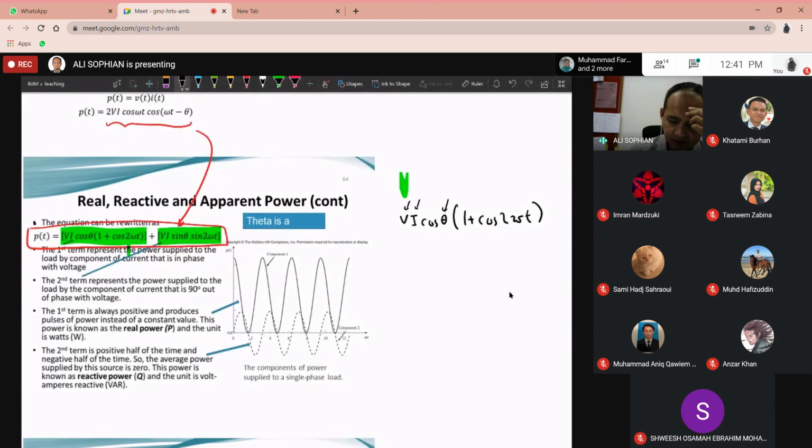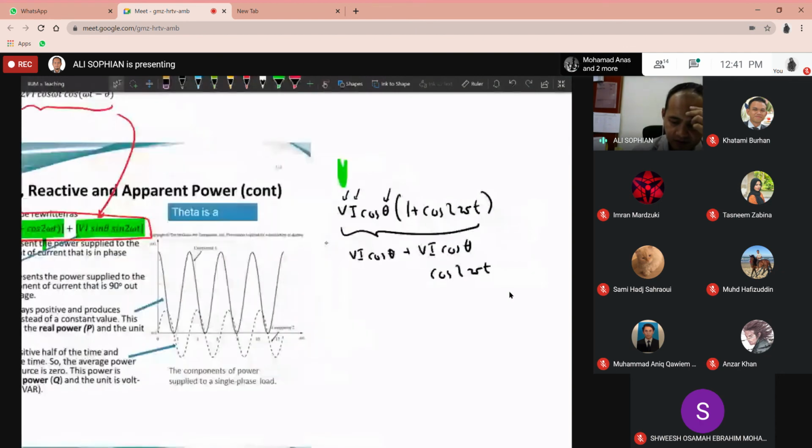So you can expand this into VI cos theta plus VI cos theta cos 2 omega t. I hope you can read my handwriting. So this is the first term only. Remember, the first term actually consists of these two. I'll speed up a bit so we can finish on time.